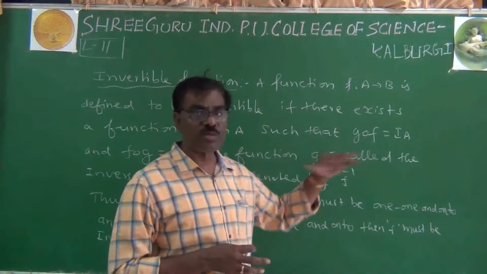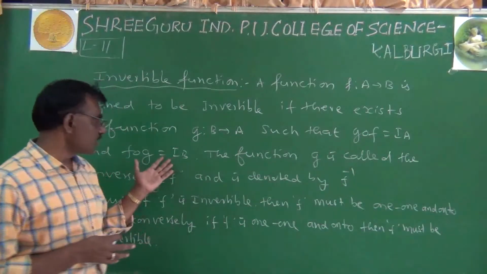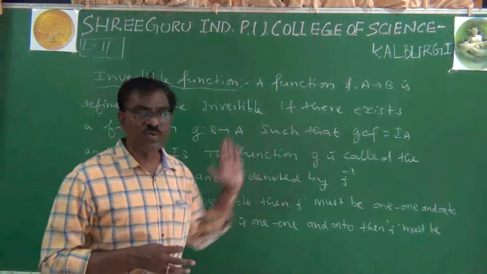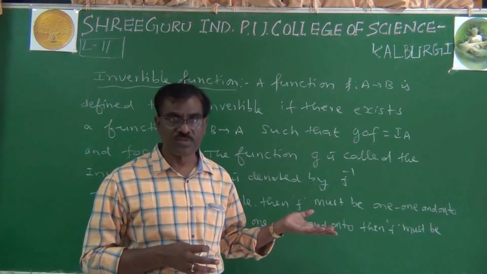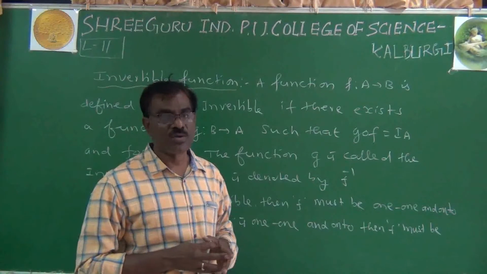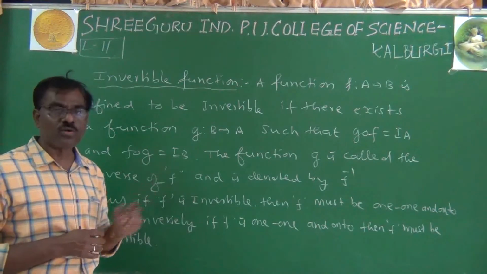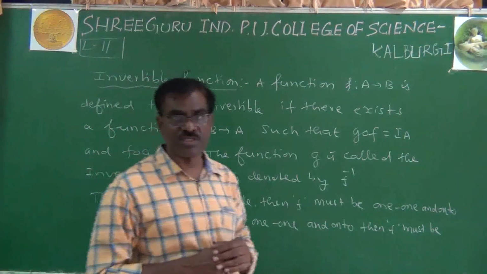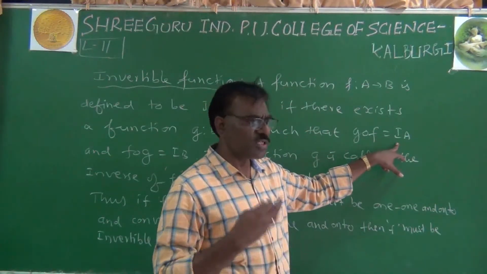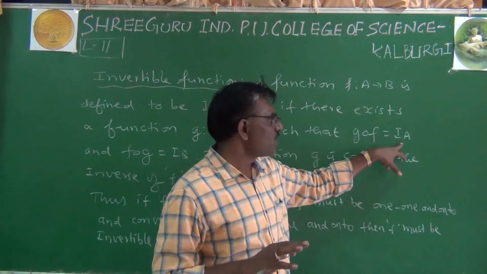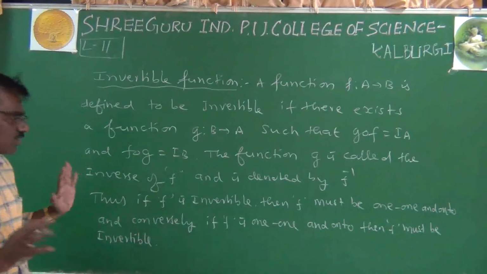When these two conditions, g composition f equals I_A and f composition g equals I_B, are proved, then definitely g is called the inverse of f, or f inverse equals g. Here I_A and I_B are called identity functions, the identity function on set A and the identity function on set B. So this is the most important.